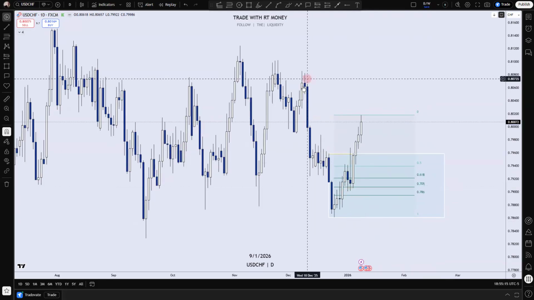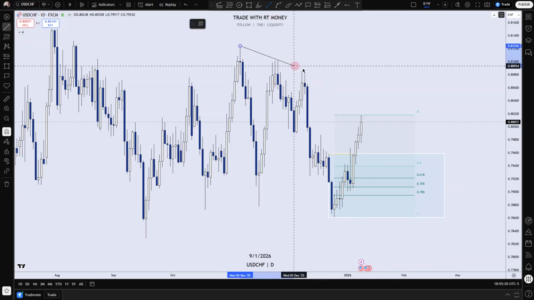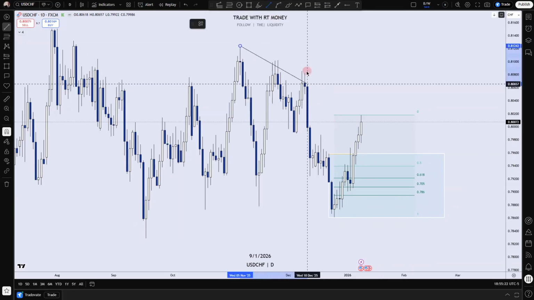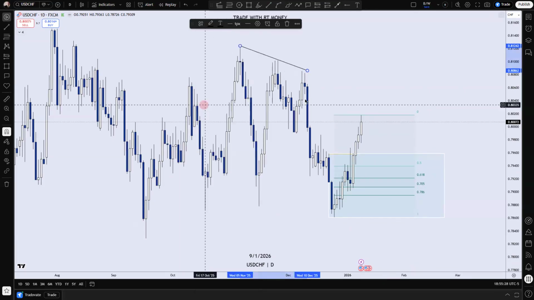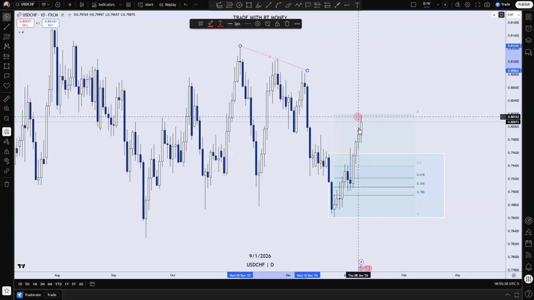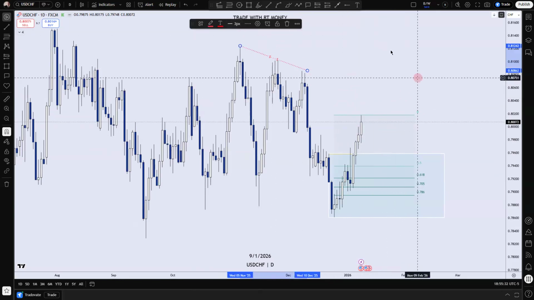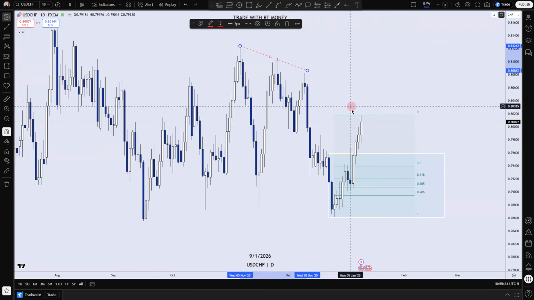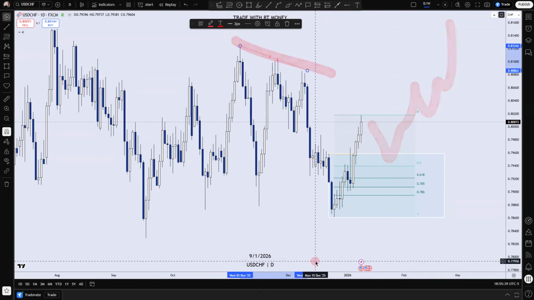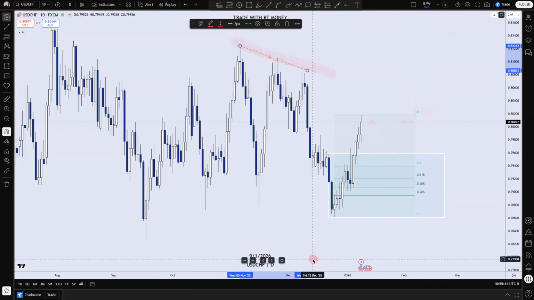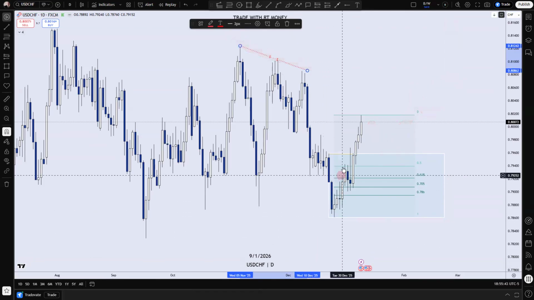All right. What is the market doing? Heading towards these descending highs here for liquidity. That's where we want the market to come back and push up into so it can sweep this liquidity here. Okay. And that's where I'm at on that.